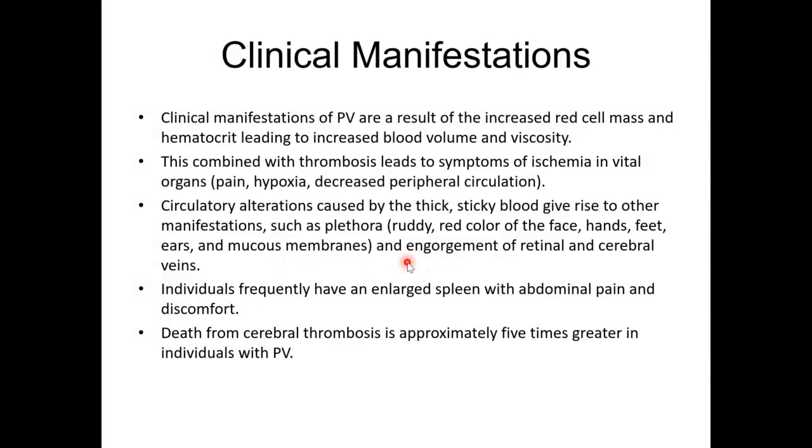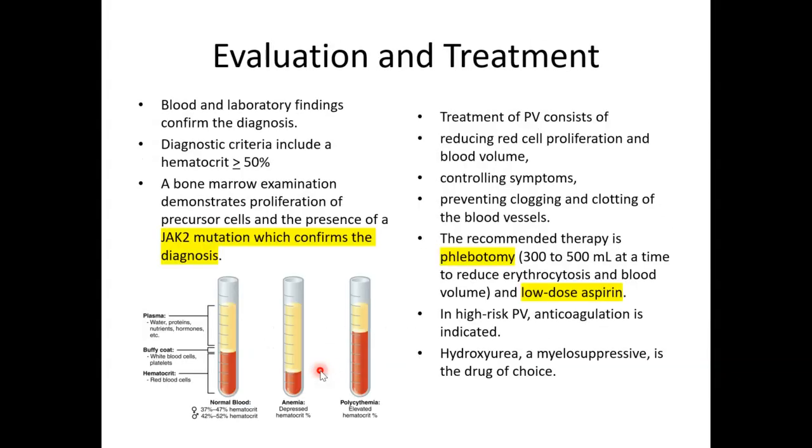An engorgement of retinal and cerebral veins, so their veins are also engorged. Individuals frequently have an enlarged spleen with some abdominal pain and discomfort because the spleen is too big. It's not supposed to be in there. Again, too many red blood cells, so the spleen has to work overtime. And death from cerebral thrombosis is approximately 5 times greater in individuals with polycythemia. So that's something to keep in mind too.